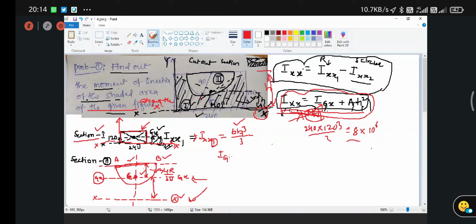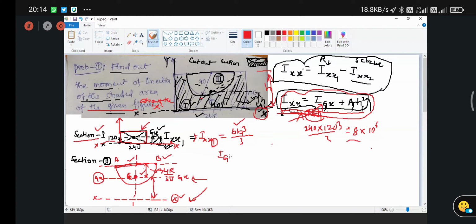We know this already, and the area of this particular quarter circle is how much? This is your A2. Pi r square is your total circle, so divided by 4. Sorry, divided by 2, because it is not a quarter circle, it is a semicircle, into area into h2. So what is the h2 here? h2 is the distance between your central axis and your base axis.